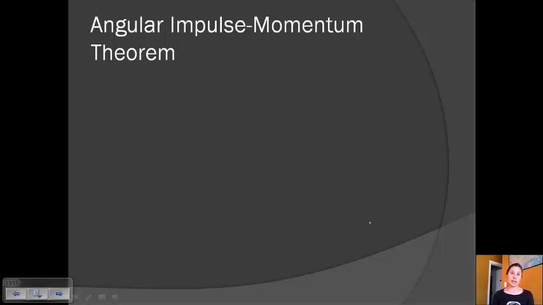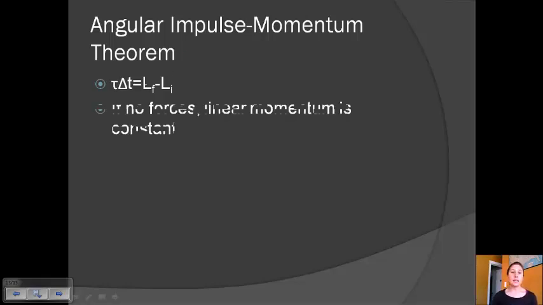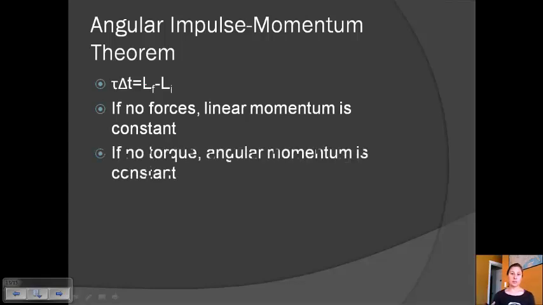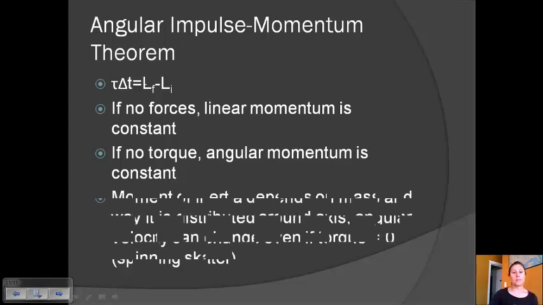Just like we have an impulse-momentum theorem for linear, we can also have one for our angular variables. And so torque times the change in time, which is our impulse, is equal to the change in angular momentum, which is angular momentum final minus angular momentum initial. If there are no forces, linear momentum is going to be constant. If we apply this to an angular situation, if there's no torque, then angular momentum is constant.